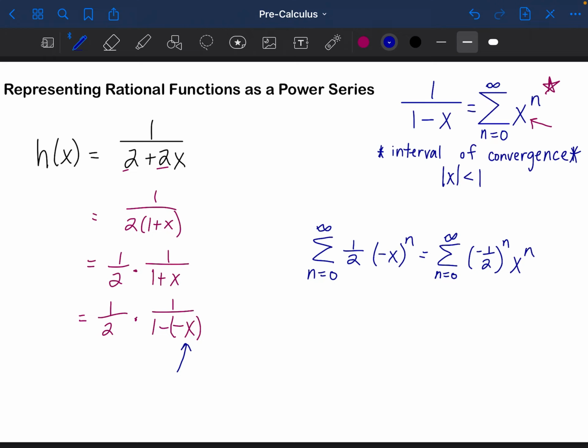Either way, we do have to make sure we include the interval of convergence. So this one's only going to converge when the absolute value of negative x is less than 1. Now, the absolute value of negative x is the same exact thing as the absolute value of x. So we can simplify this and write it like so.